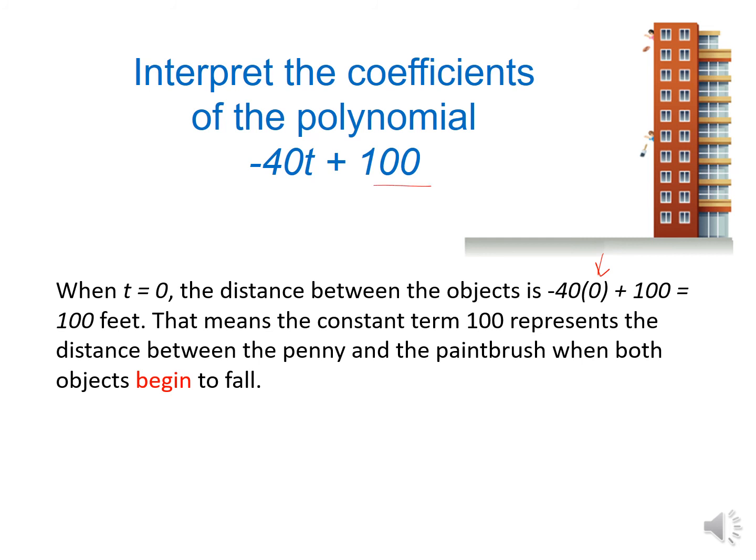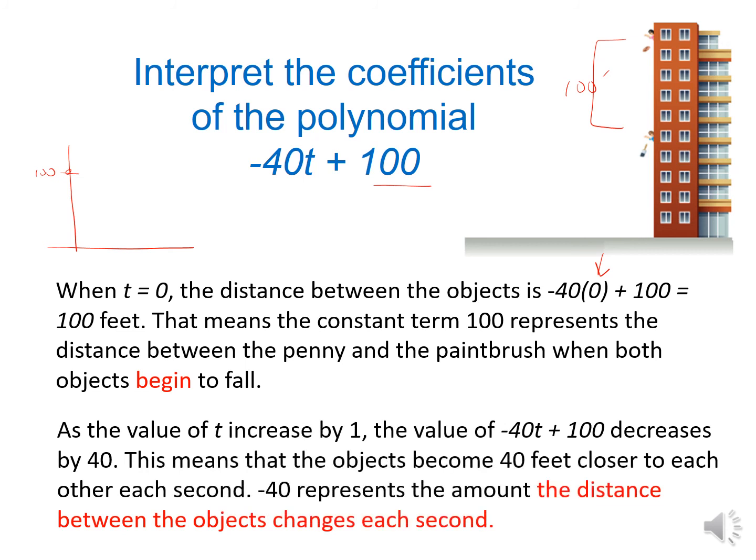We also know that this is the y-intercept. So if we were graphing these, it would start at the distance is 100. Okay? And that's at the beginning. So it's 100 feet here.